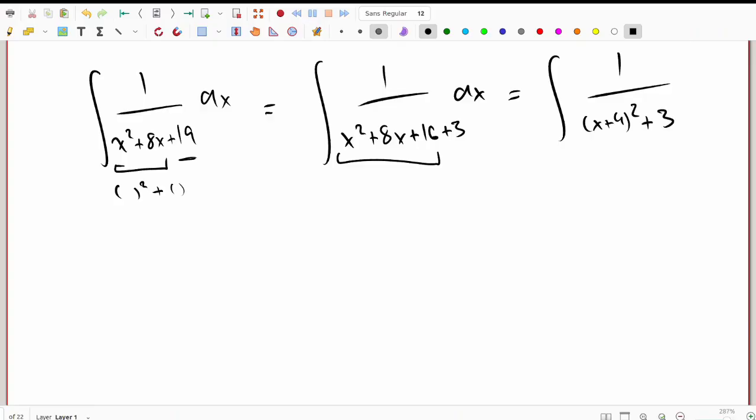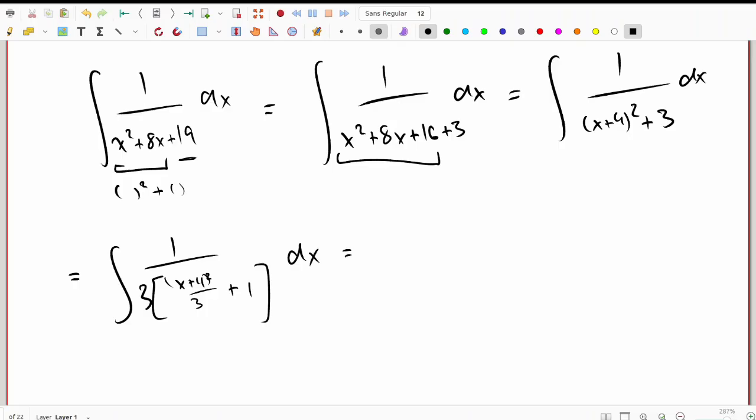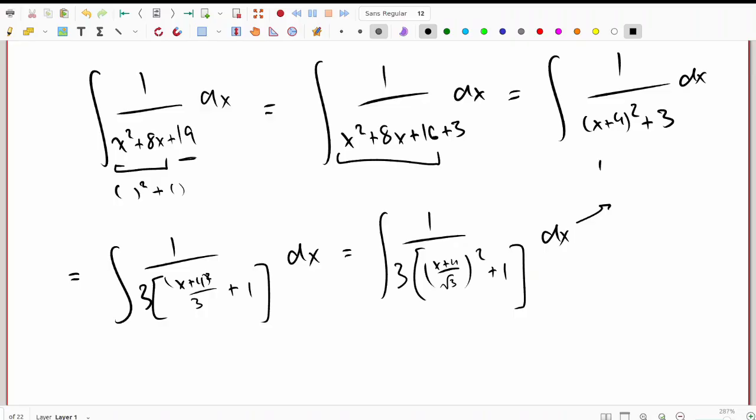Let's do some factoring, and let's convert this to arctangent. This becomes 1 over, I'm going to factor out a 3, so 3 times x plus 4 whole squared over 3 plus 1 dx. Let's do some more rewriting. It's the same as the other problems. This will become 1 over 3 times x plus 4 over square root 3 whole squared plus 1. Remember, we're not changing the value of anything with respect to x. Now let's put this in terms of arctan. So this is going to become 1/3 arctan x plus 4 divided by square root of 3.